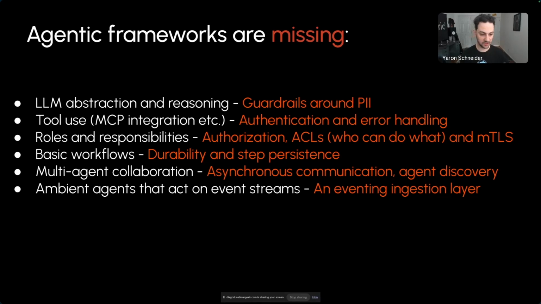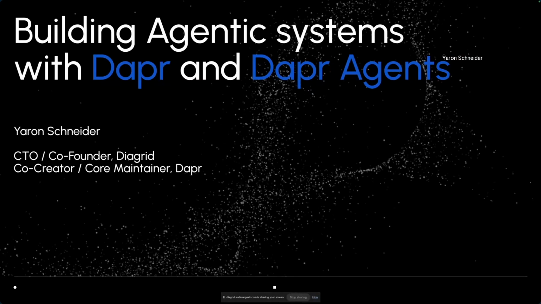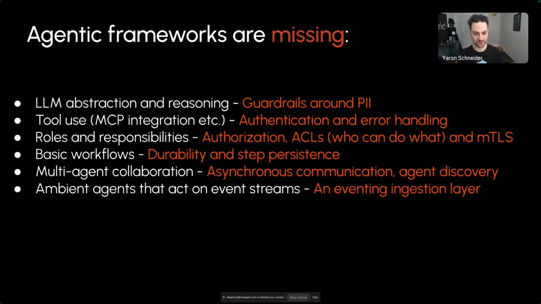And basic workflows. So agents do have workflows, but a lot of them are just missing the extremely crucial step of durability and step persistence. And we're going to take a look at that later. But suffice to say, this is extremely important, because if you have a workflow of 100 steps with an agent and it crashes at step 99 out of 100, you do not want to start right from the very beginning. That can have catastrophic consequences for your entire workflow.